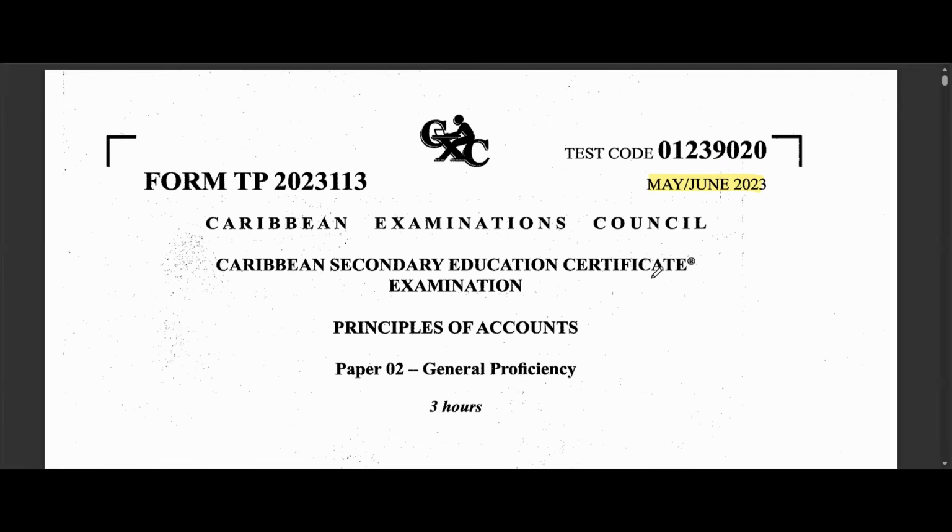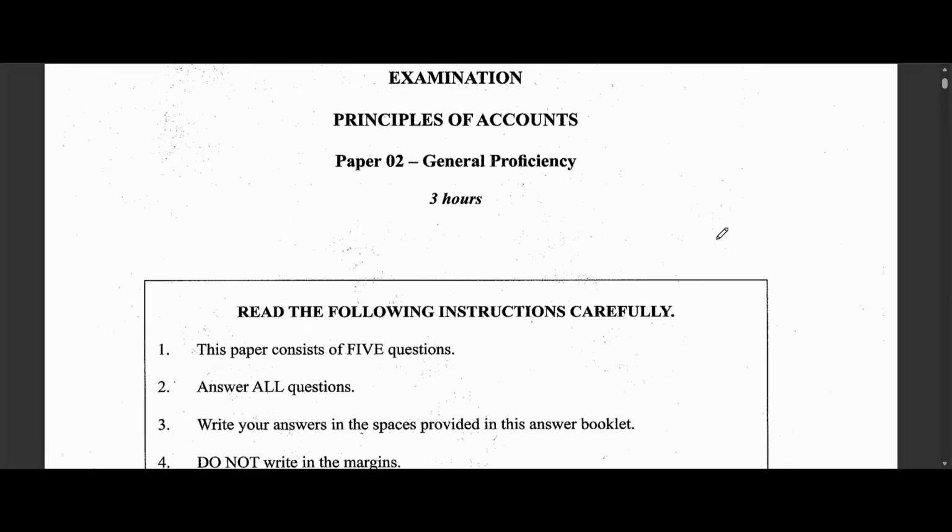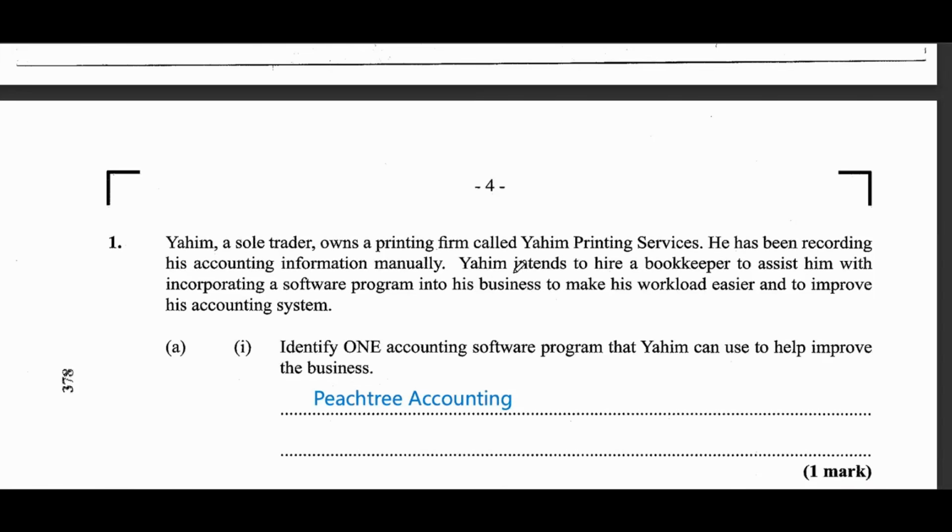We will be attempting the May-June 2023 Principles of Accounts paper 2. Okay, let's begin. Now, question 1 tells us about a sole trader who owns a printing firm. He has been recording his accounting information manually. Now, he intends to hire a bookkeeper to assist him with his software program.